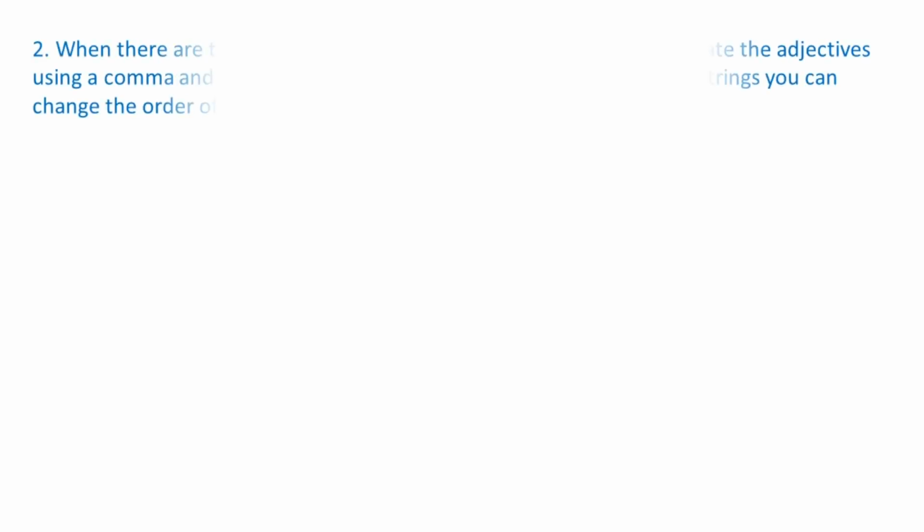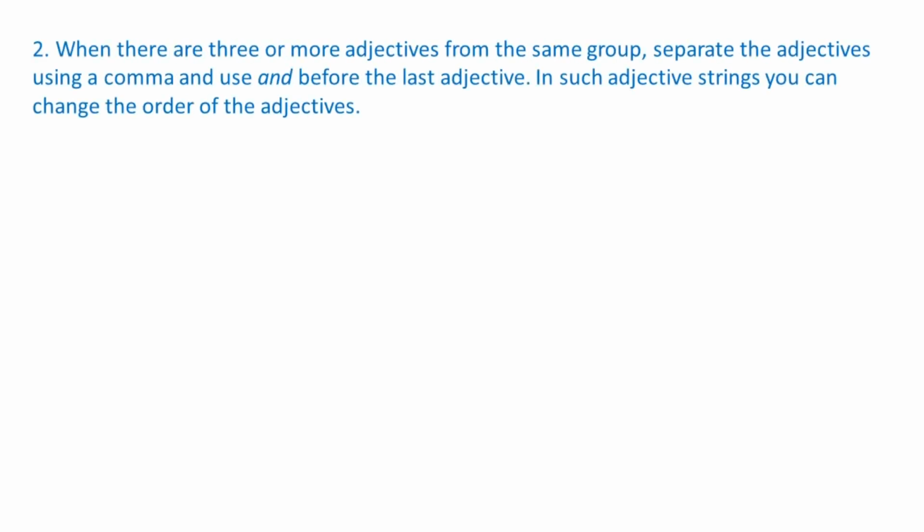Now the second rule regarding the use of comma between adjectives is this. When there are three or more adjectives from the same group, separate the adjectives using a comma and use and before the last adjective. Let us read it again. When there are three or more adjectives from the same group, separate the adjectives using a comma and use and before the last adjective. In such adjective strings, you can change the order of the adjectives.